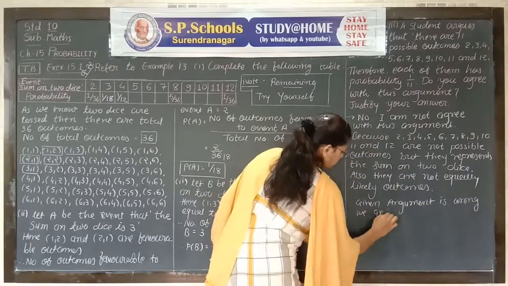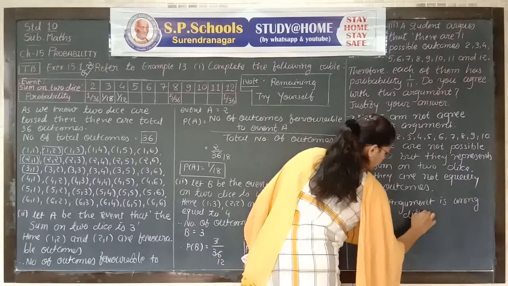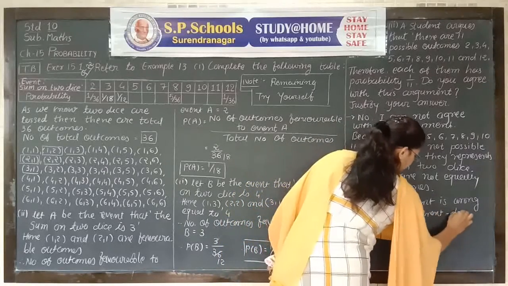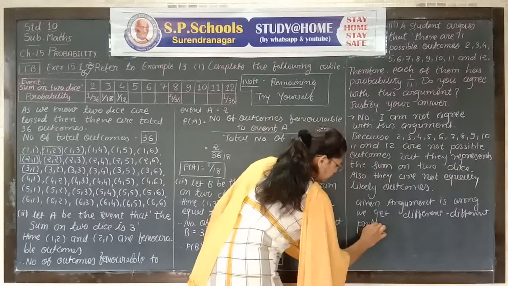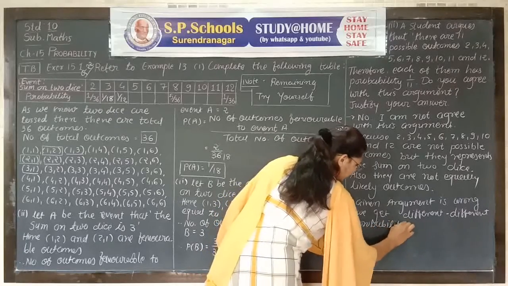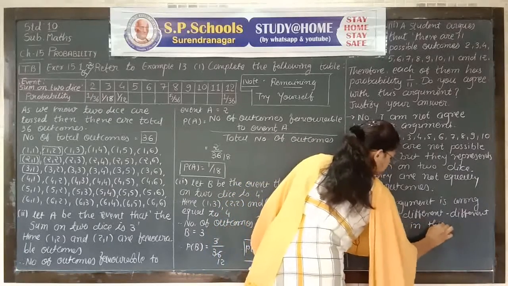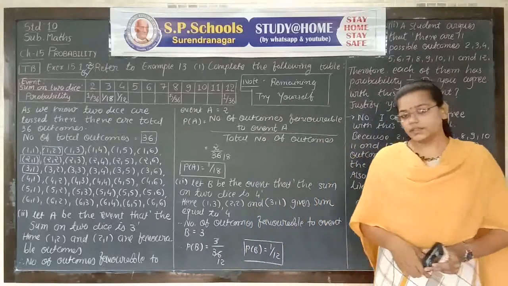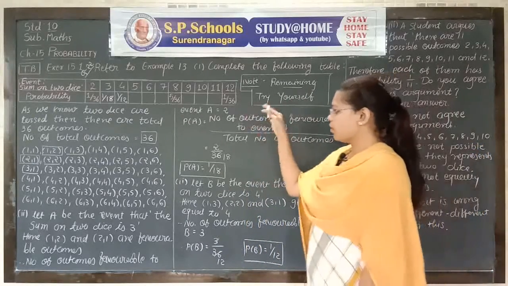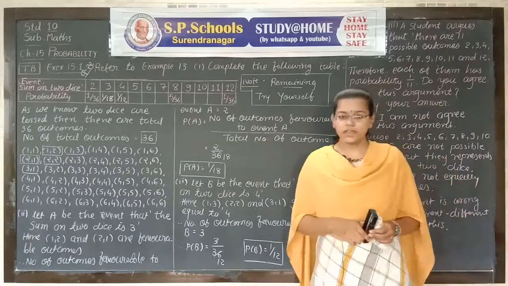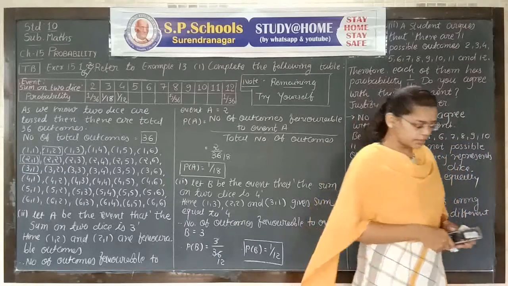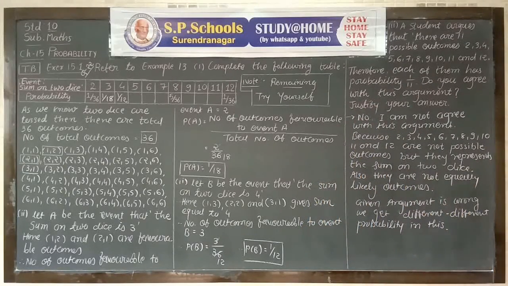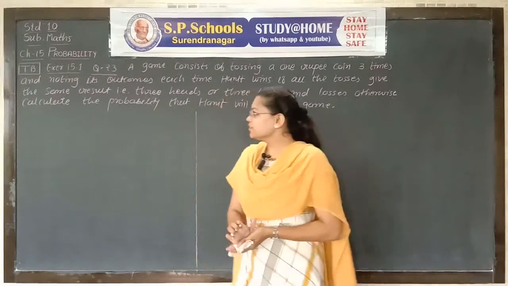We get different probability in this. That's why this argument is wrong. In the first one, 6 boxes are left. Try yourself, which is very, very easy. And try to understand the second number. Let's see the next number.